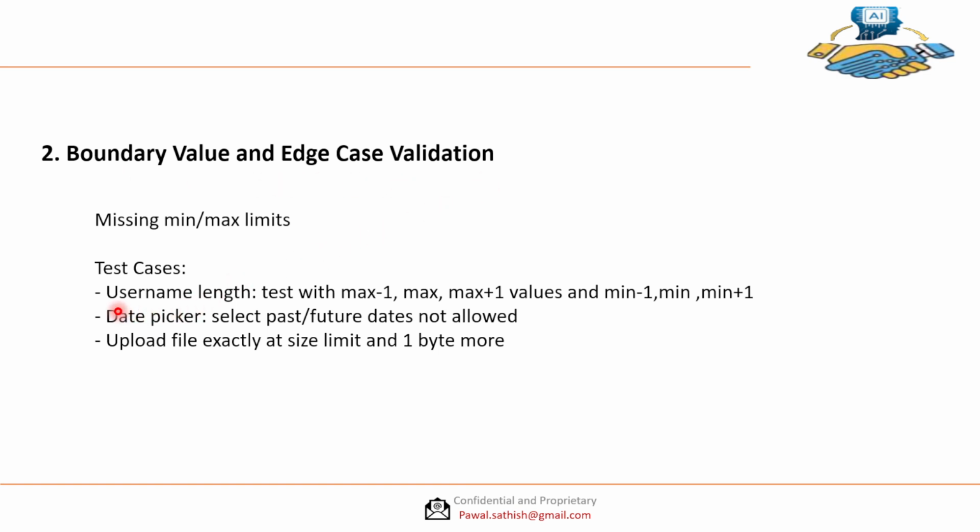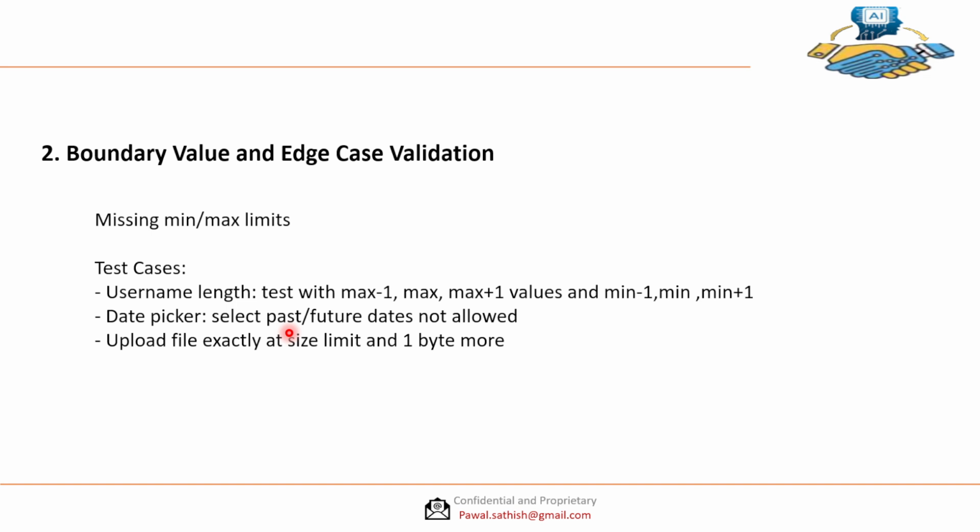As I mentioned, if our username accepts a minimum of 5 characters to 25 characters, then we need to verify with max minus one and max plus one. In this case, we need to verify with 24 characters, 25 characters, 26 characters. And for the minimum of 5 characters, then 4 characters and 6 characters. And for a date picker we need to use future or past dates, and the application should not accept them.